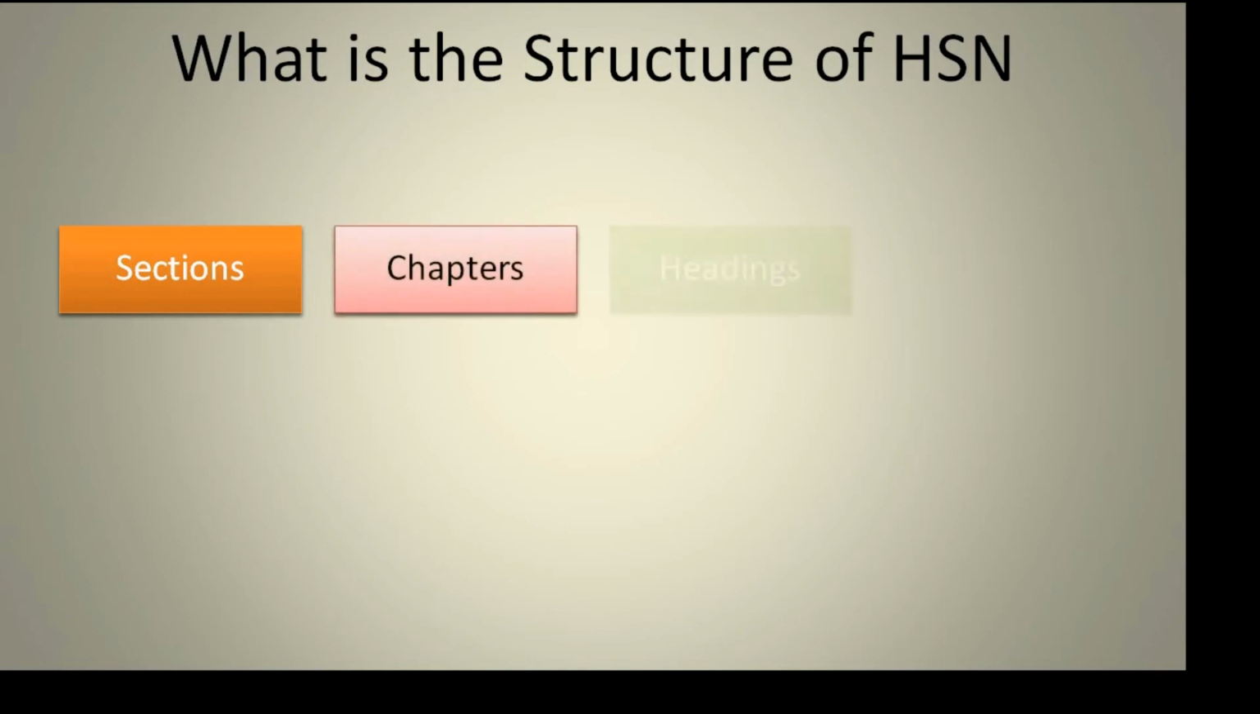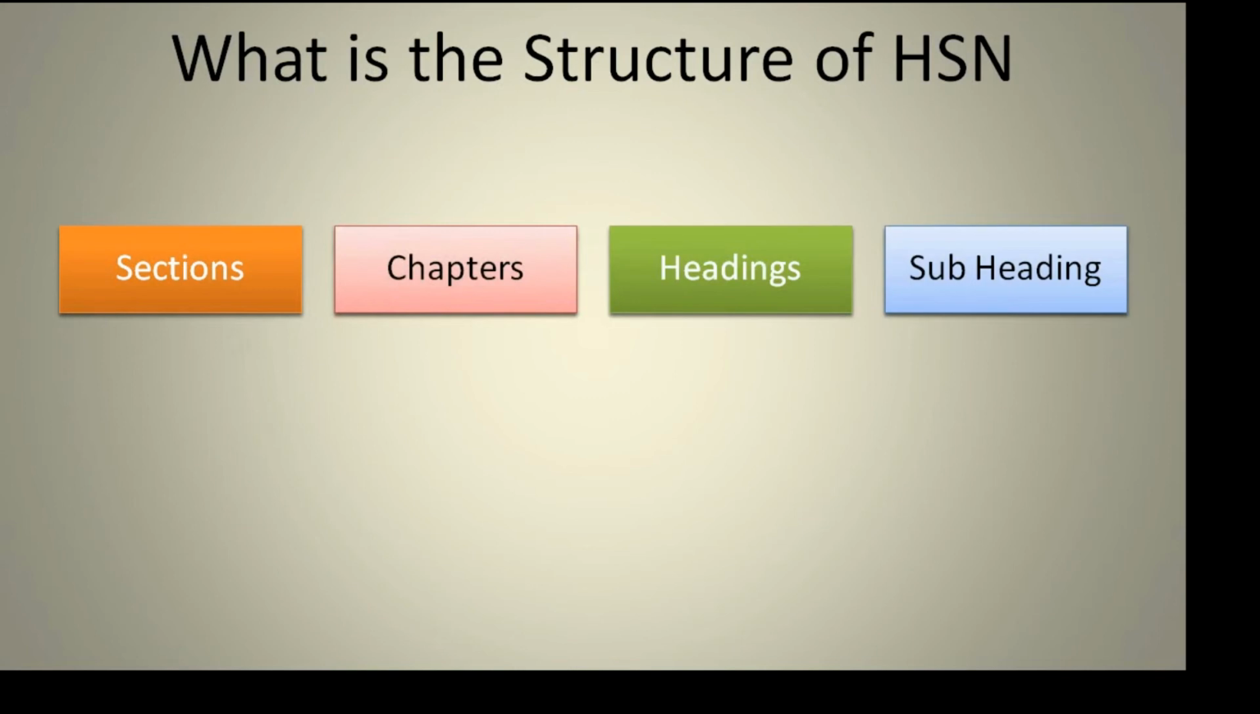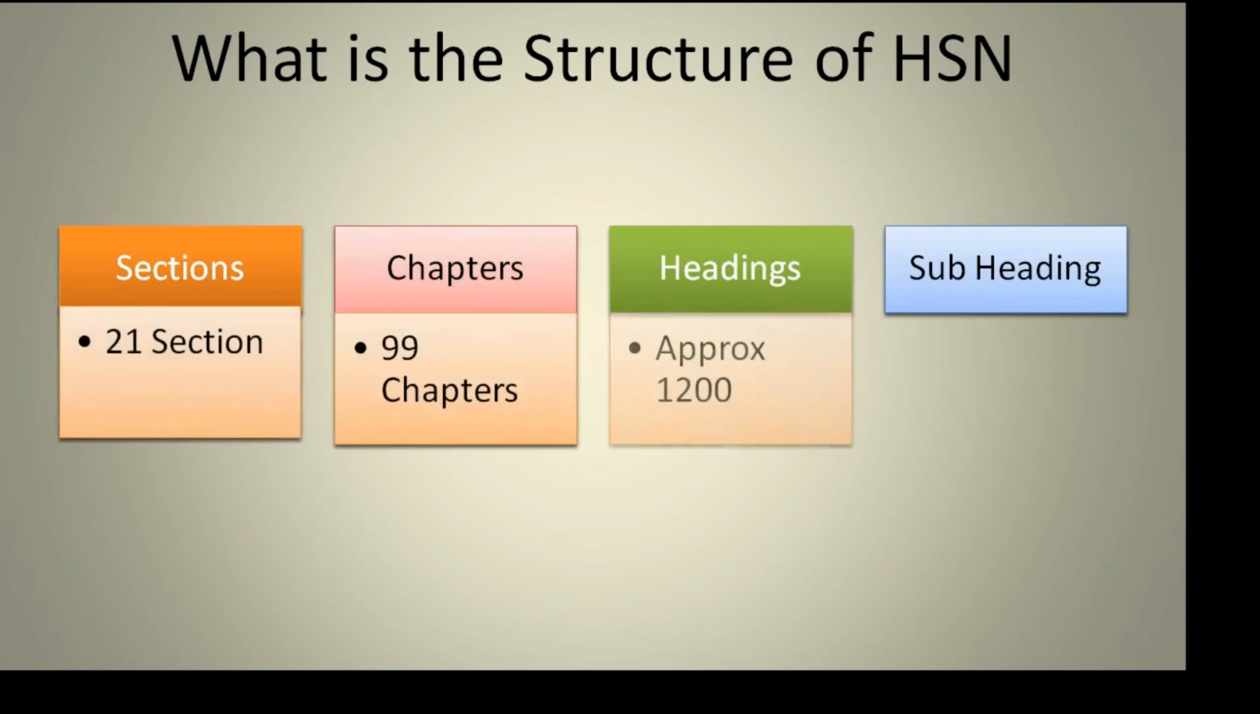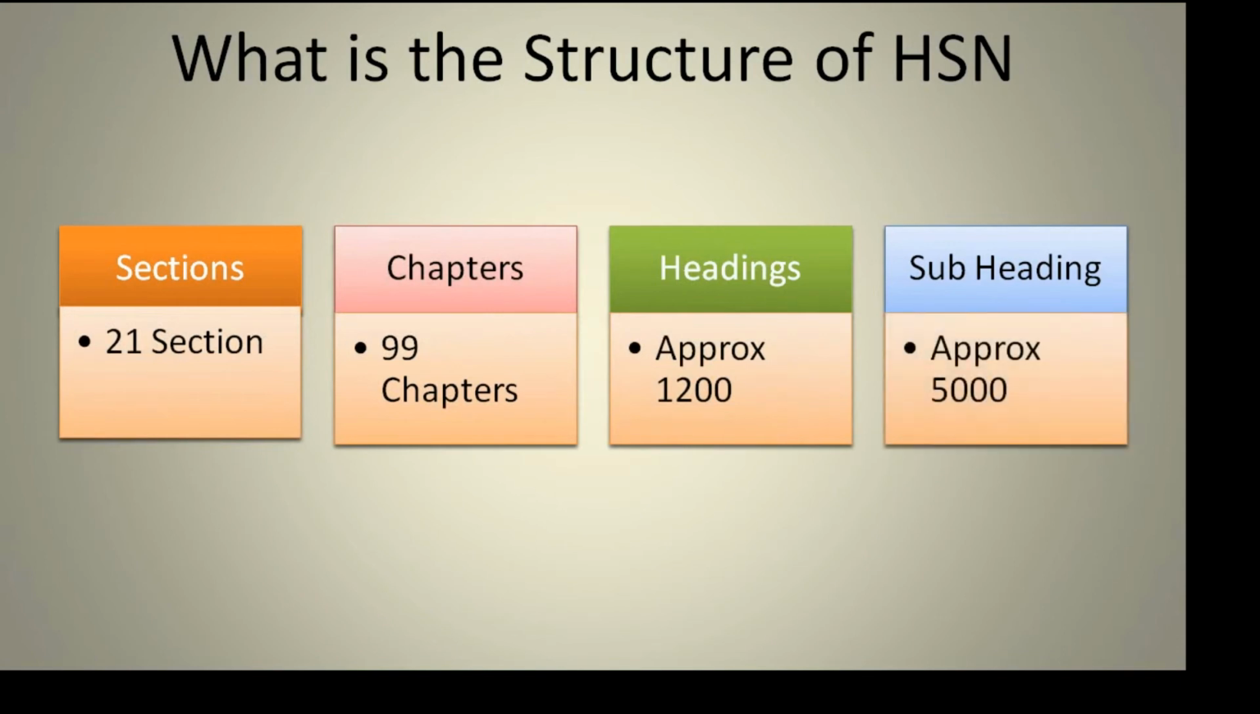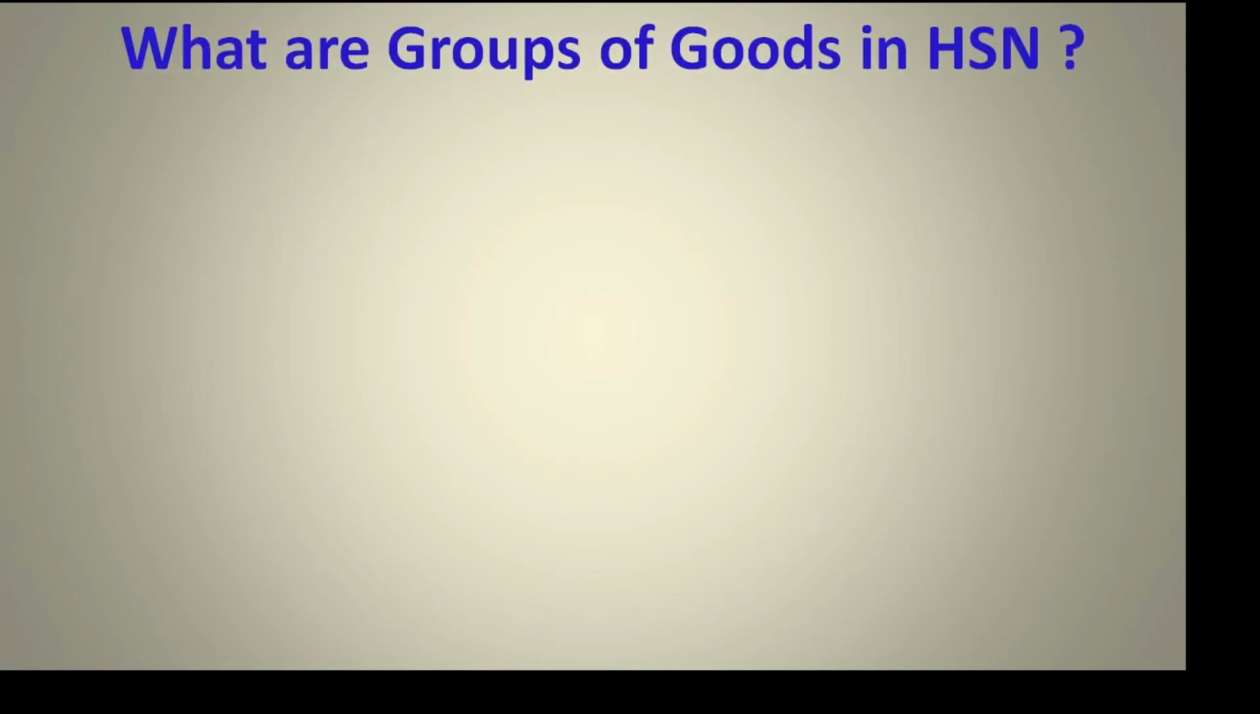Then we can say that they are the section, chapters, headings and subheadings. There are 21 sections, 99 chapters, approximately 1200 headings, approximately 5000 subheadings. What are the groups of goods in HSN?